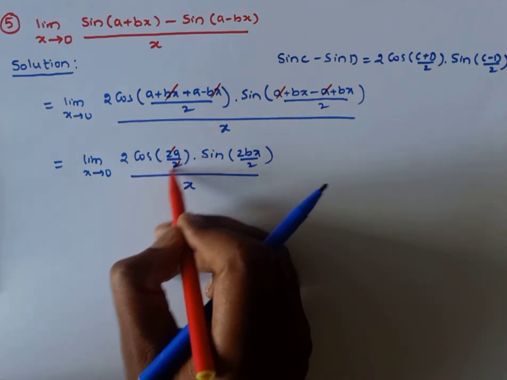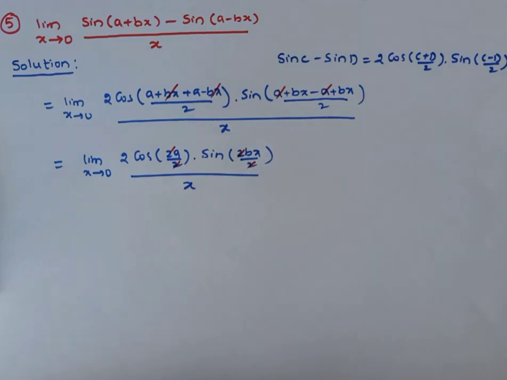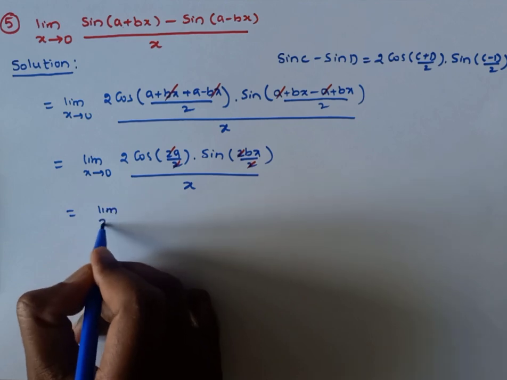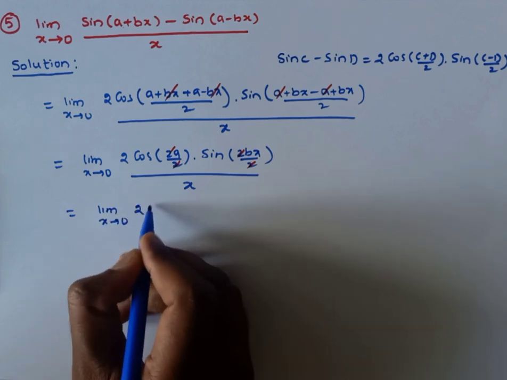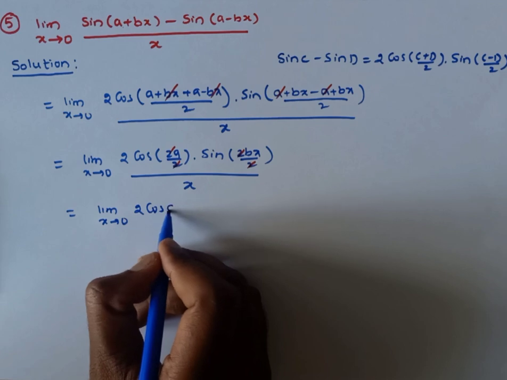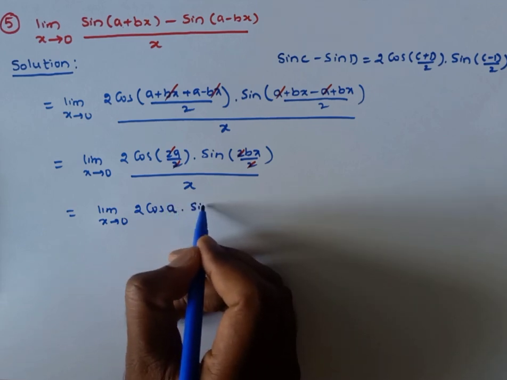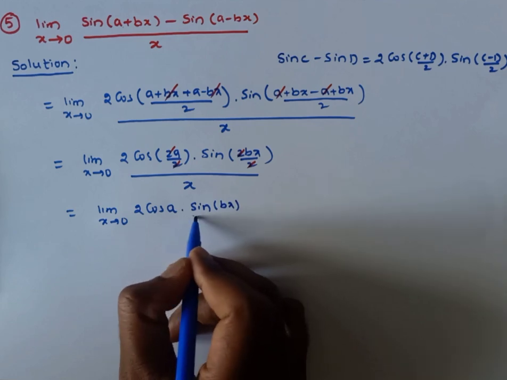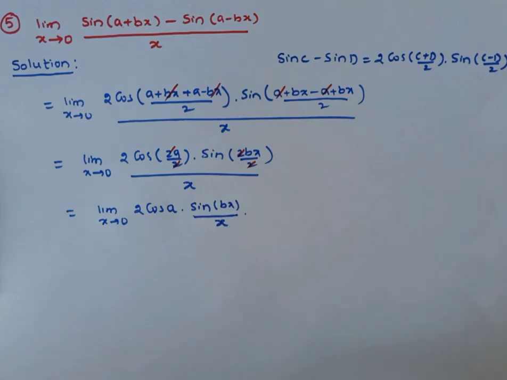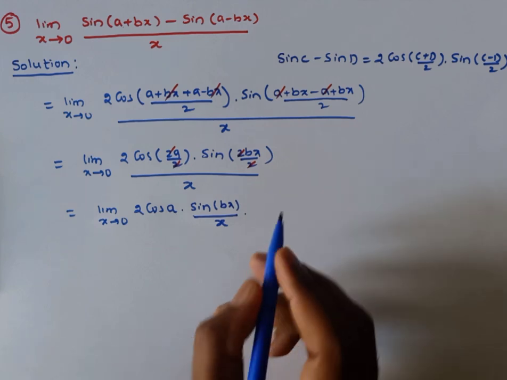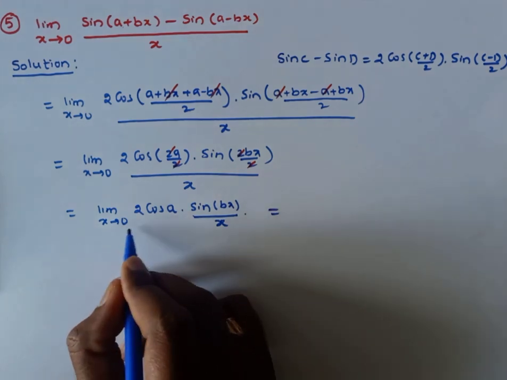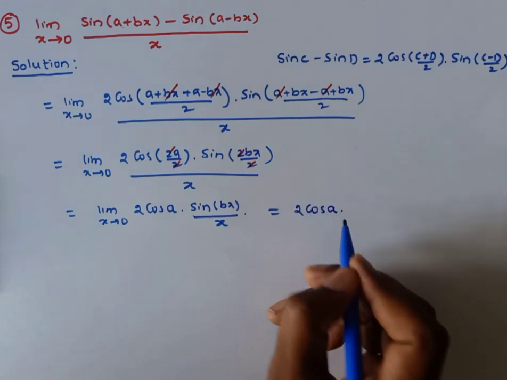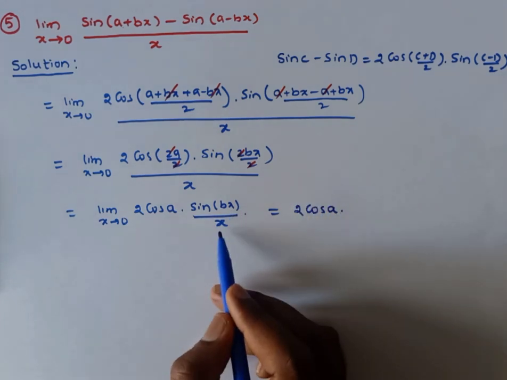Now here it is, 2 gets cancelled, 2 out. Then a is a constant, so the limit as x tends to 0 is 2 into cos a, and sin bx by x remains. So finally we can write it as limit x tends to 0 of 2 cos a, which is a constant, so it stays as it is, 2 cos a into sin of bx by x.